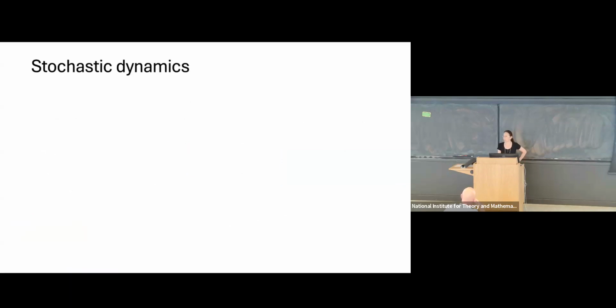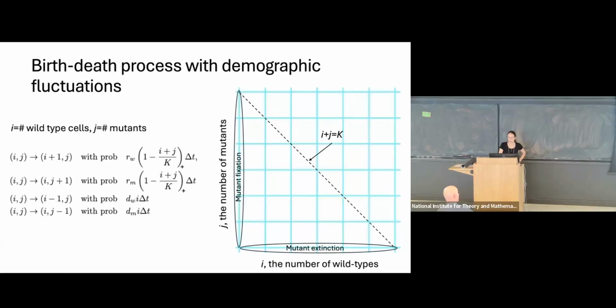So we're going to study them stochastically. And this is the process. This is a nonlinear birth-death process where the divisions happen according to logistic growth. And this is the space where we're working. So we have the number of wild types and the number of mutants, not a Moran process. So these two are independent. So it's a two-dimensional Markov chain, which is limited by this carrying capacity.